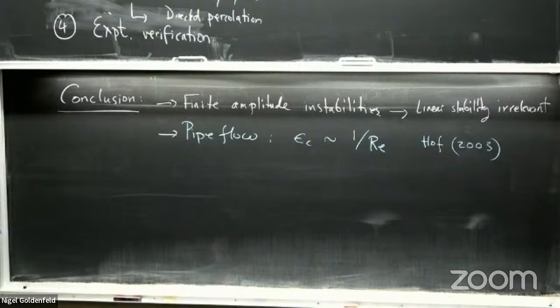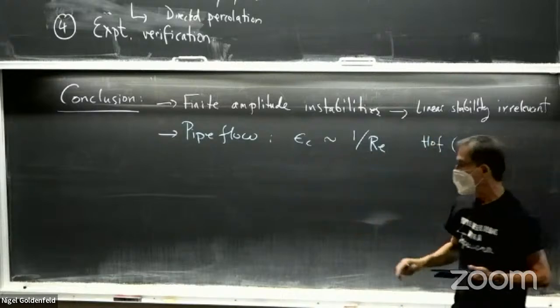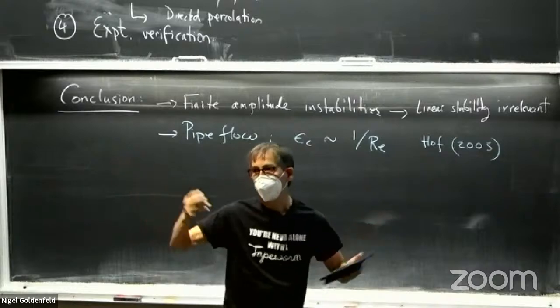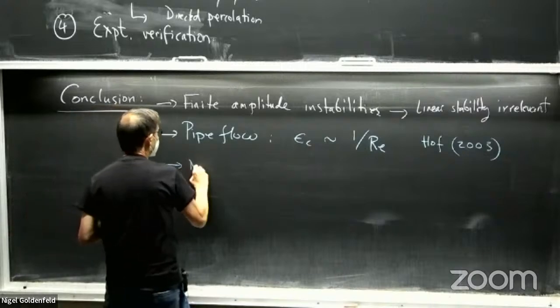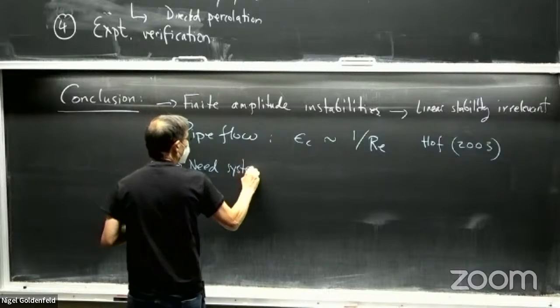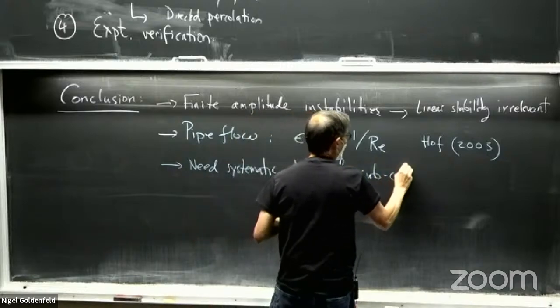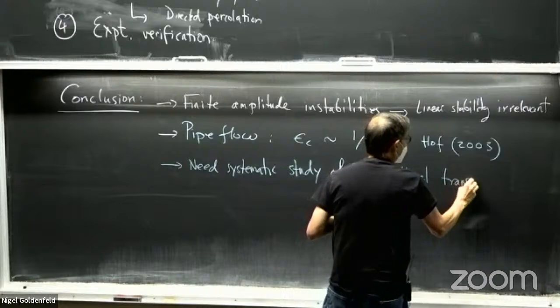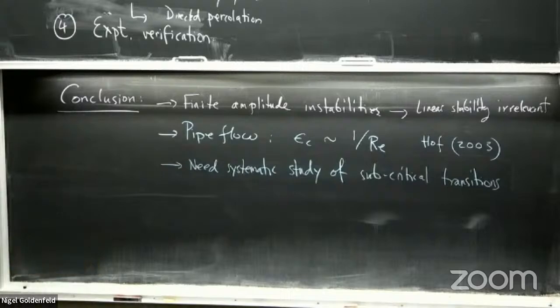And so there is evidence that the critical threshold that you need gets smaller and smaller as you increase the Reynolds number. So eventually you get to high enough Reynolds number where anything that's going on in the environment will cause the system to go into a different state. And so what that means is that we need a systematic study of subcritical transitions. Subcritical because you make a jump, and so it's not the same as you would get if you had a supercritical transition.